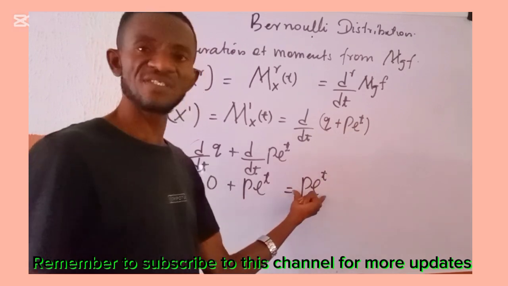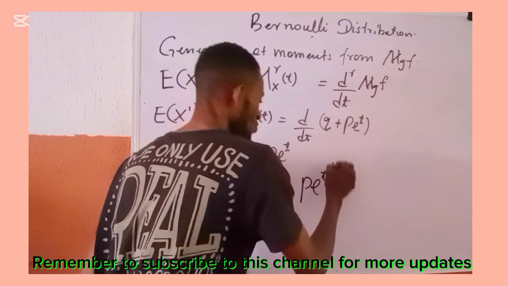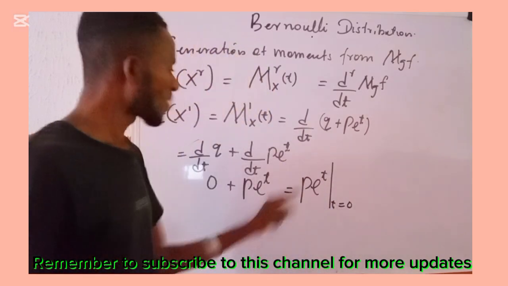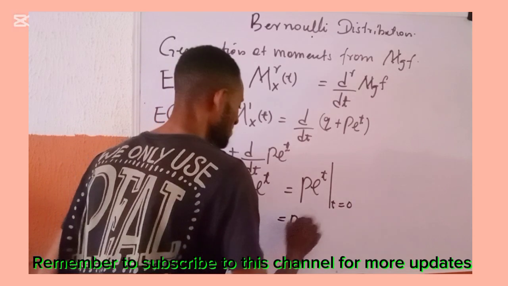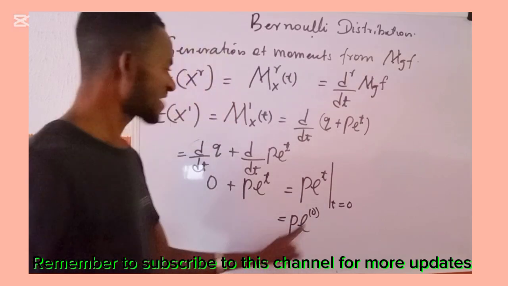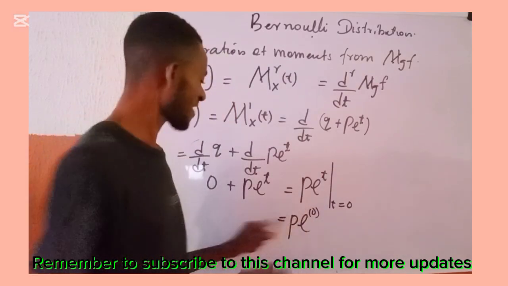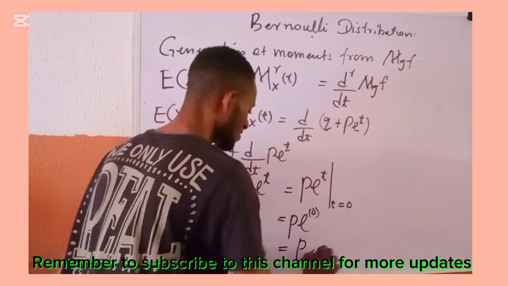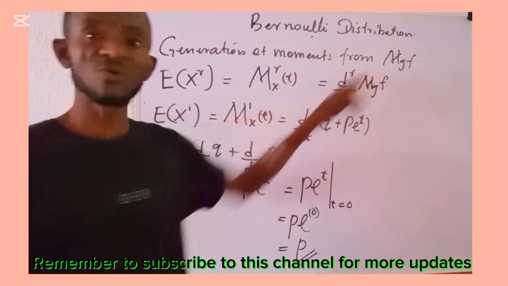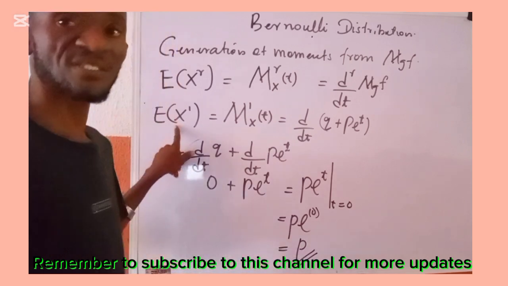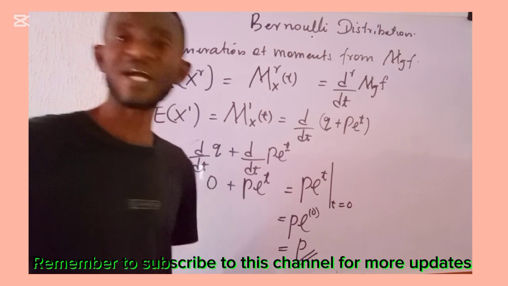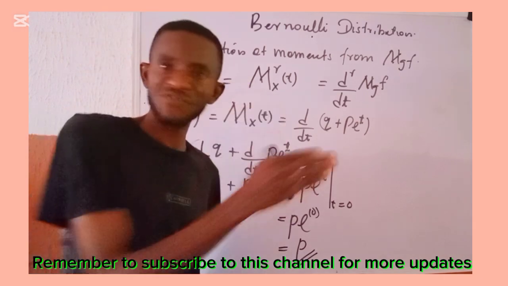So I'm going to evaluate this thing now when t is equal to 0. When t is equal to 0, what I'm going to have is p, and here e raised to my 0. Anything raised to power 0 is 1. So I have 1 times p, and this becomes p. So the first derivative of the MGF of a Bernoulli distribution already has given us the expected value E of x, because anything raised to power 1 is just like E of x. That's why we use the word moment generating functions.